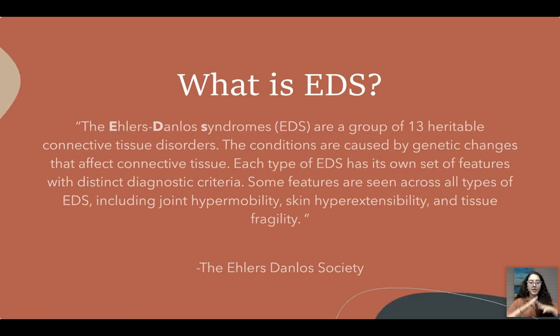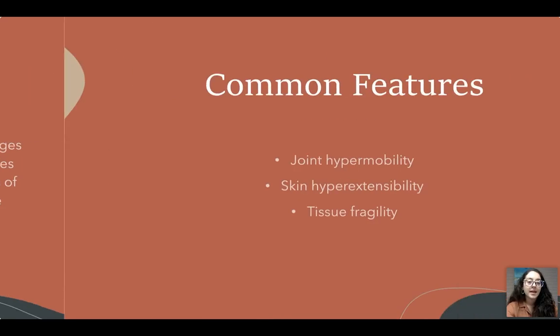So what is EDS? EDS is more of an umbrella. There are 13 different types of genetic connective tissue disorders, caused by genetic changes that affect the connective tissue. Each type of EDS has its own set of features, and there are distinct diagnostic criteria for each of them. All of the types, except for the hypermobile type, which is what today's presentation is going to focus on, have known affected genes and specific identified proteins. For the hypermobile type, those haven't been established yet.